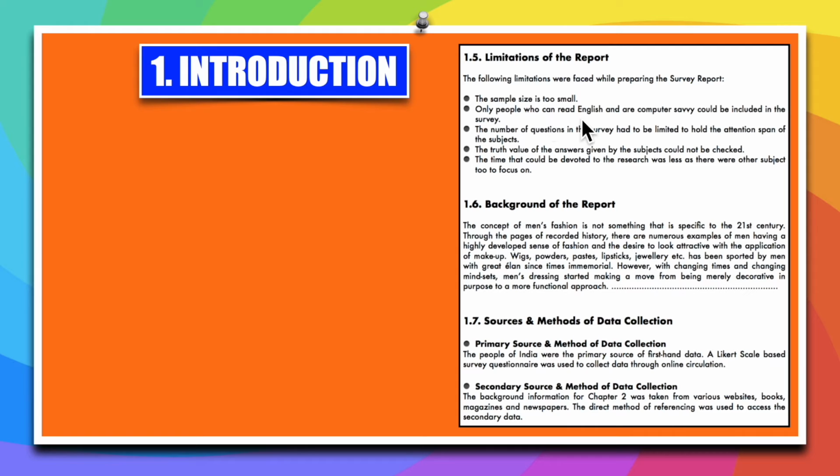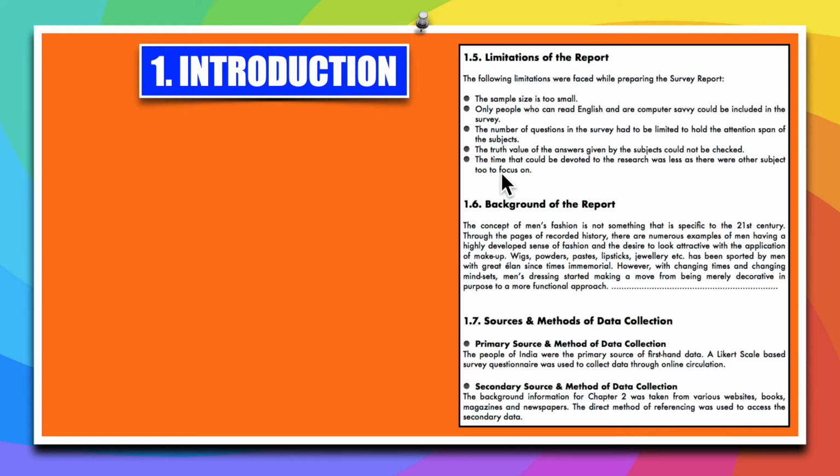Only people who can read English and are computer savvy could be included in the survey because it was done through a Google form. The number of questions in the survey had to be limited to hold the attention span of these subjects, so not a very in-depth study could be done. The truth value of the answers given by the subjects could not be checked, and the last limitation that my students faced was that the time that could be devoted to the research was less as there were other subjects too to focus on.